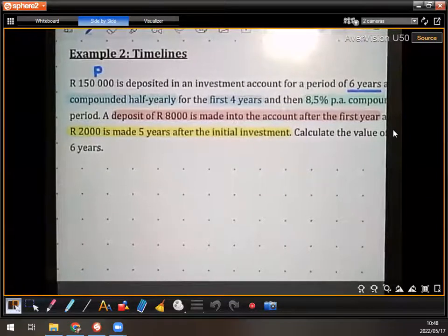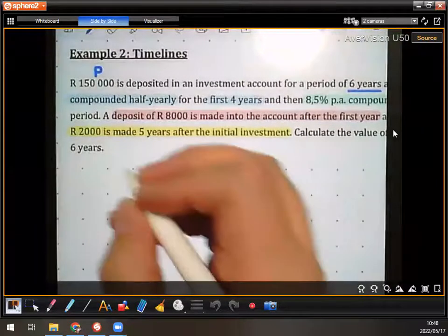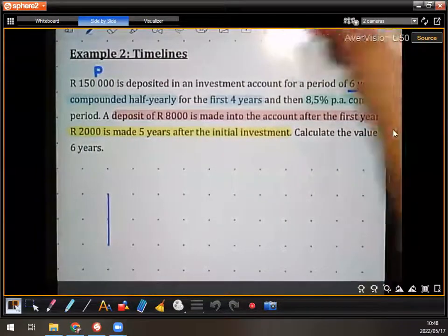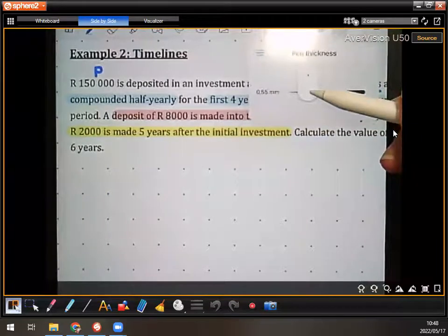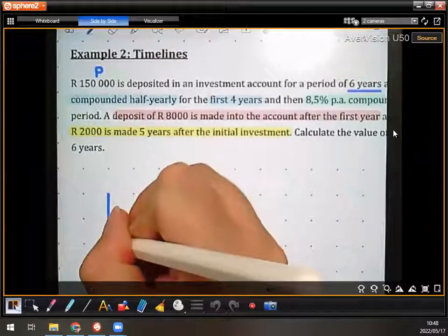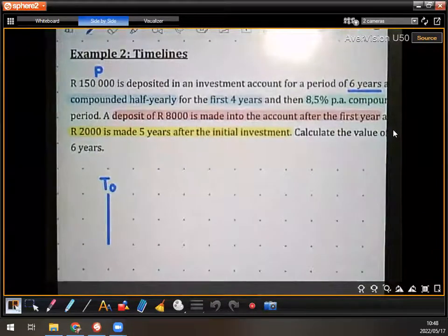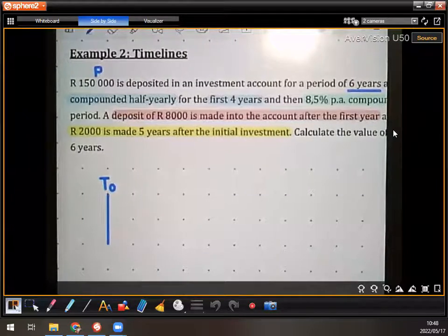So, guys, different teachers draw timelines differently. What I always do is I draw a line for each thing that's happening, right? Sorry, let me actually just make this thicker again. So I'm going to draw a line for my initial investment, and that is always T0. I'm saying it's T0 because no time has passed when I'm putting in that initial investment. When is the next thing that happens? I'm talking now about either the next deposit or an interest change. What is the first thing that happens after I've deposited 150?